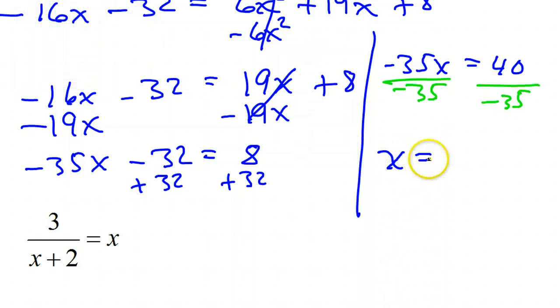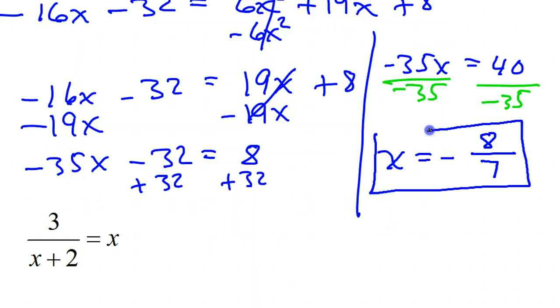And that gives me x is equal to, both of these are divisible by 5, so I'm going to put the negative in the middle. 40 divided by 5 is 8. 35 divided by 5 is 7. So x is equal to negative 8/7.